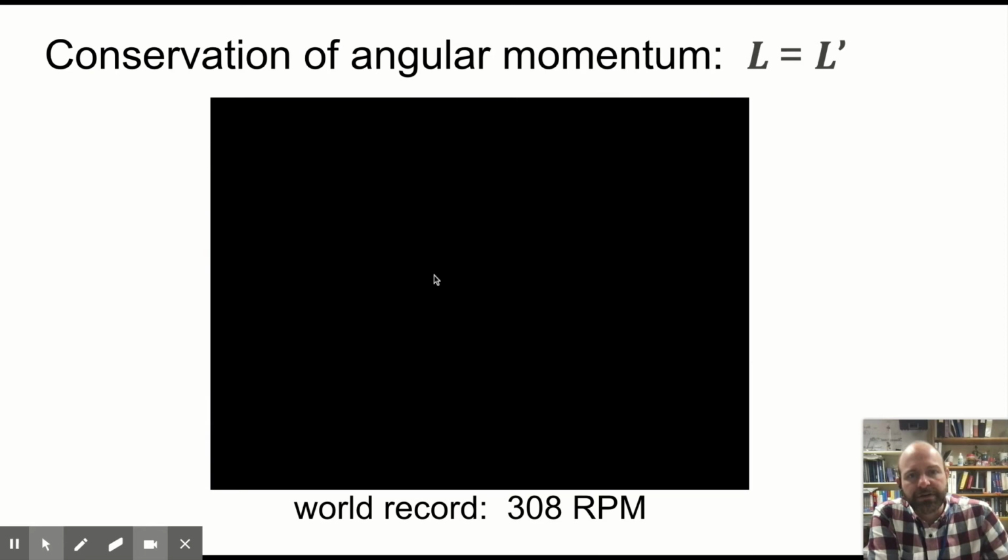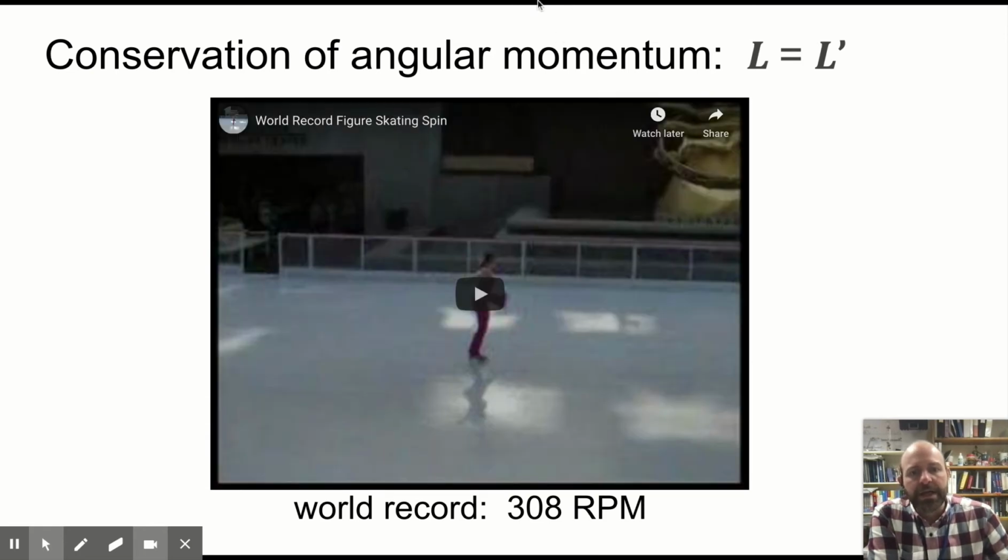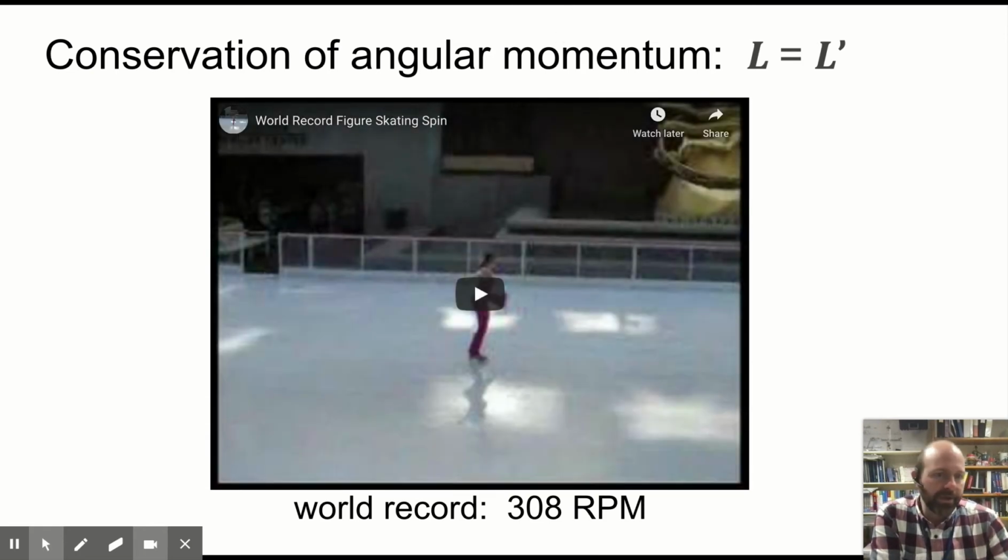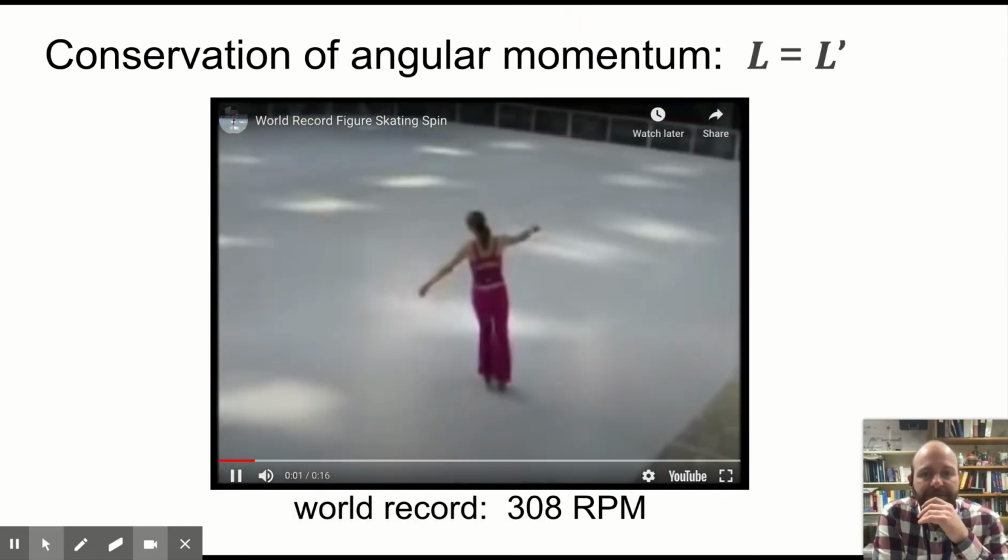The way conservation of angular momentum works is that the angular momentum, capital L or sometimes lowercase l, of a system is constant under a certain set of circumstances.